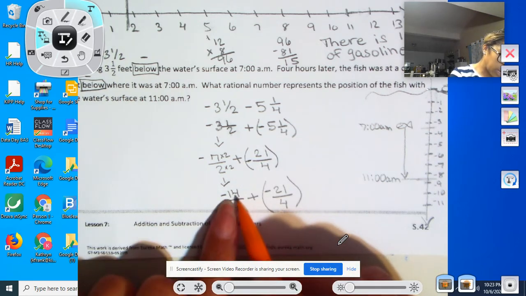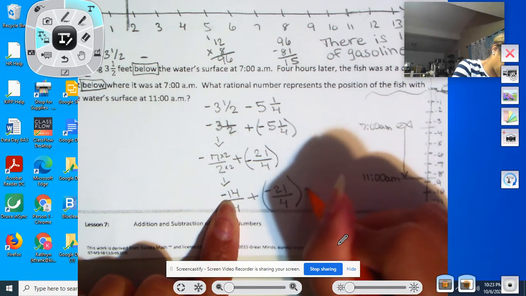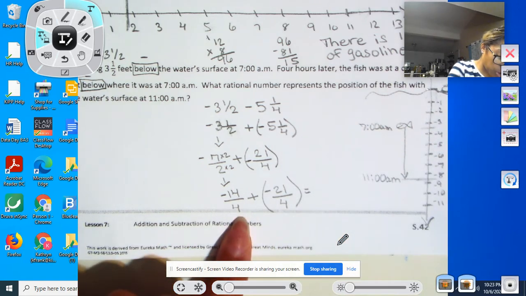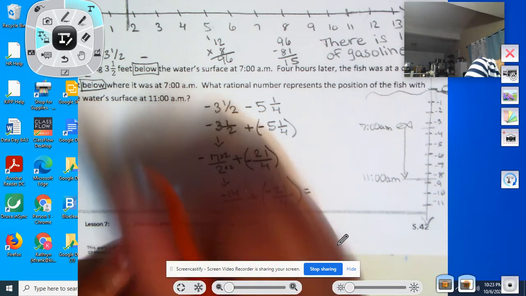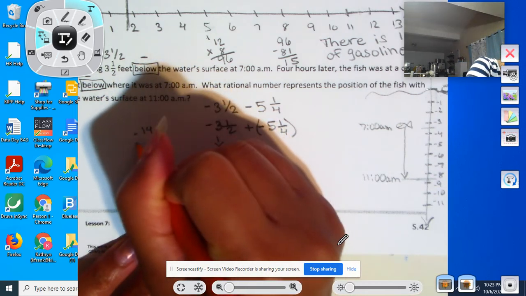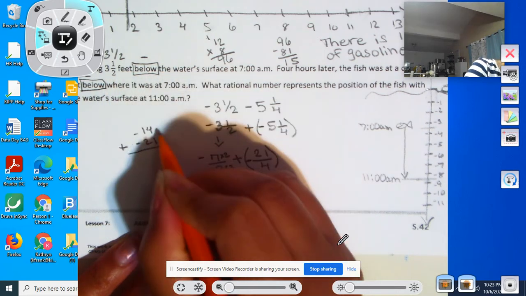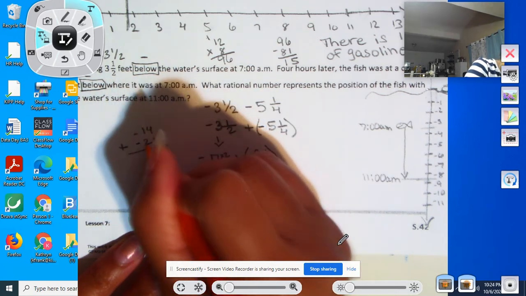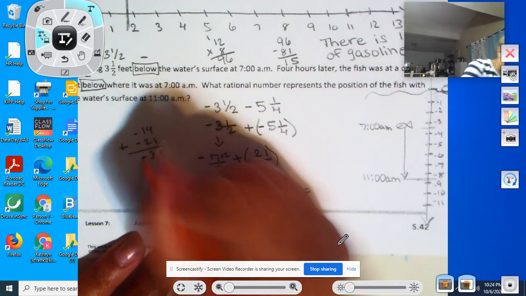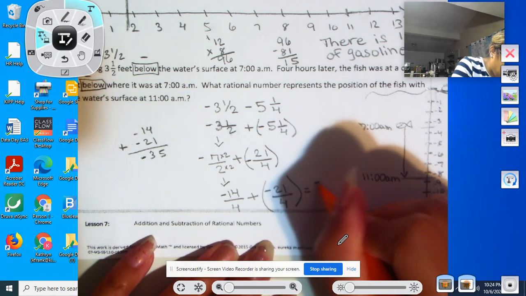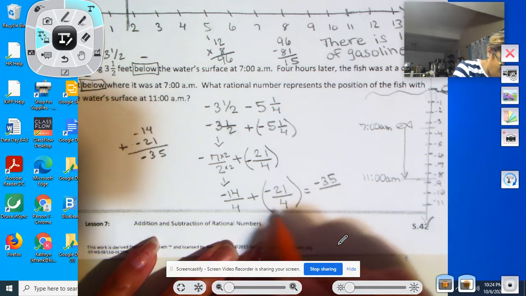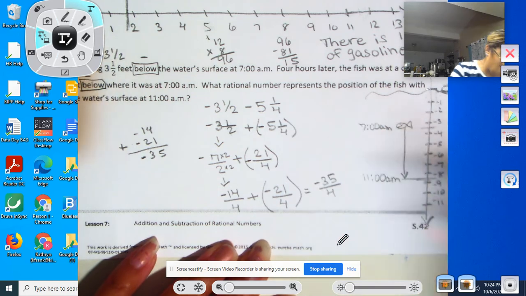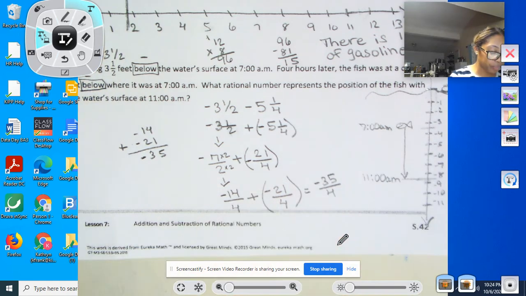Well, negative plus a negative, that's going to make more negative, right? Because we're going farther down. Negative 14 plus negative 21. Well, we can go off to the side and add those together. 4 plus 1 gives us 5. 1 plus 2 gives us 3, and it's still negative. So that's going to be a negative 35 as our numerator. And of course, we don't add denominators. The denominator just stays the same. So we have negative 35 over 4.